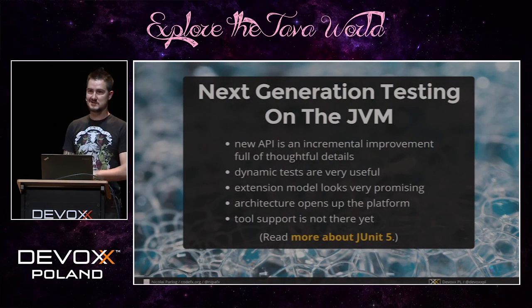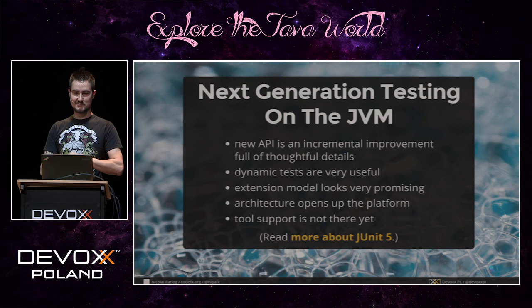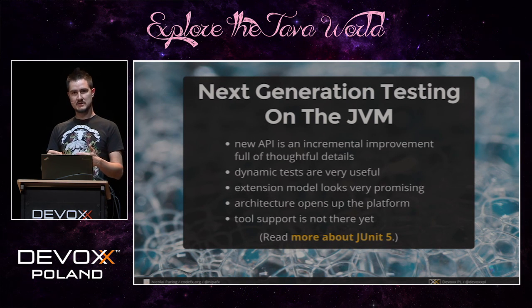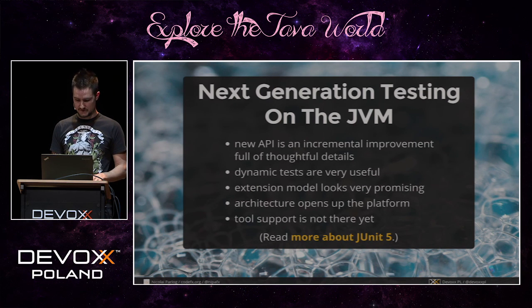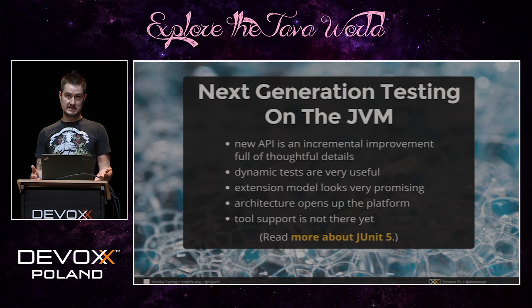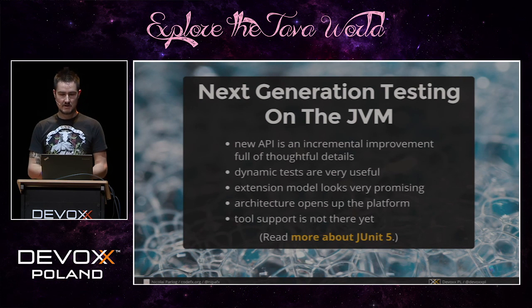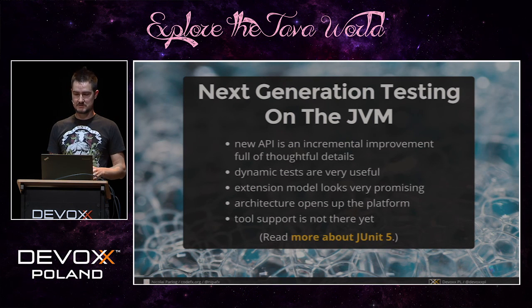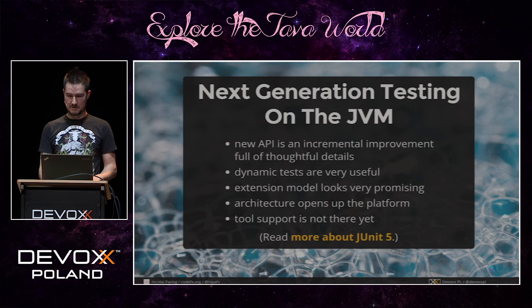Okay, second to last slide. We saw how the new API gives some incremental improvements, and I think there are a lot of thoughtful details in there. They seem small, but I think they will actually be a considerable improvement of our daily development experience. Then we have dynamic tests, which can prove to be very useful to ourselves, but also to extensions that can use them to facilitate certain ways of testing things that are not fixed at compile time. I think the extension model looks promising, and as we said, the architecture opens up the platform and might give us way more tools to play with and to improve our testing skills. And talking about tools, support is not there yet, but it will soon, I'm sure.